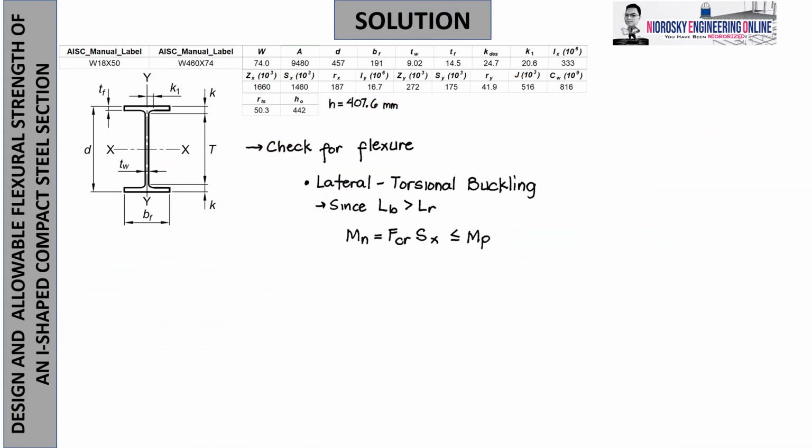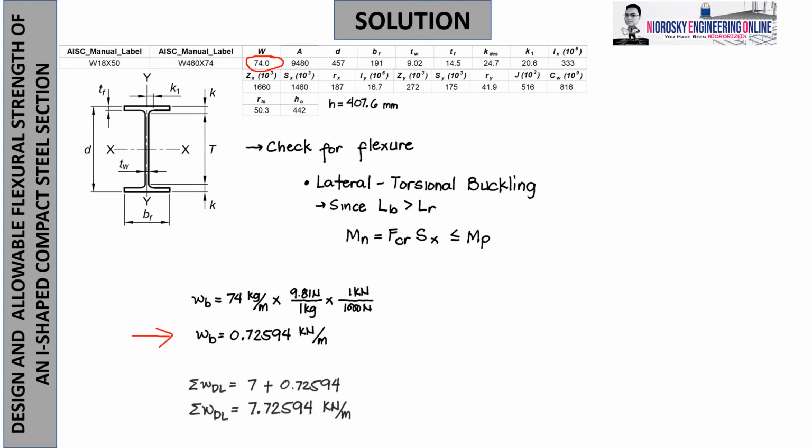Okay, let's continue. So therefore, we get first the dead weight of the structure. So 74, no? Kilogram per meter. So converted into kilonewton per meter, that's why we got this. And then total dead load. So we add the 7 kilonewton per meter as indicated earlier, plus the beam weight. So we will get 7.72594.